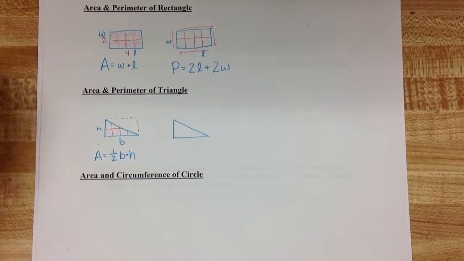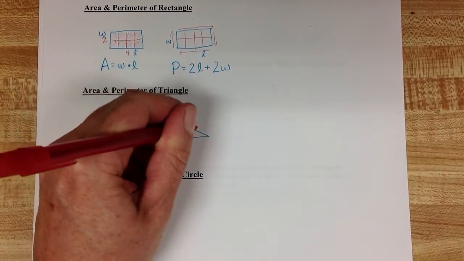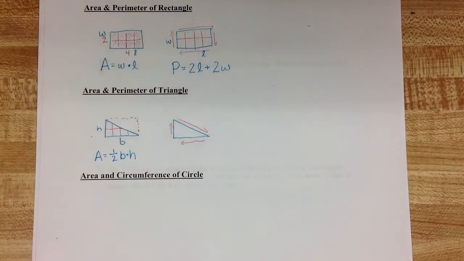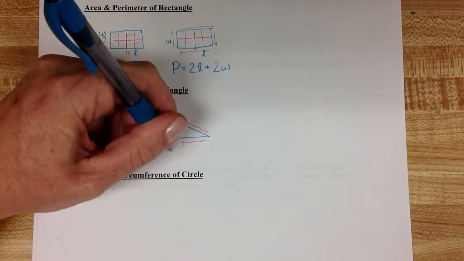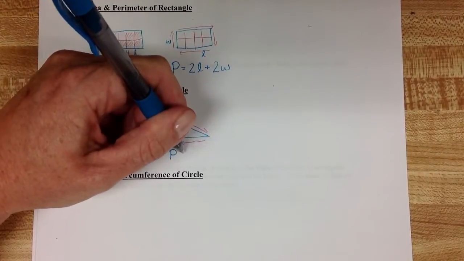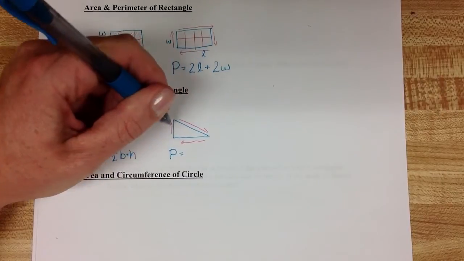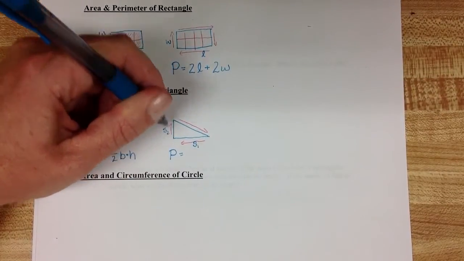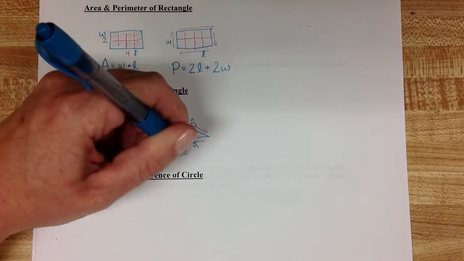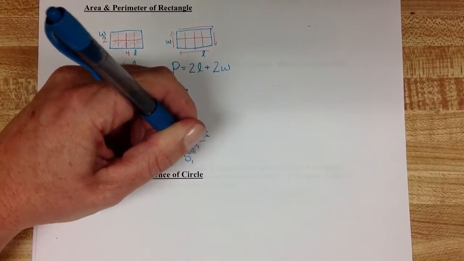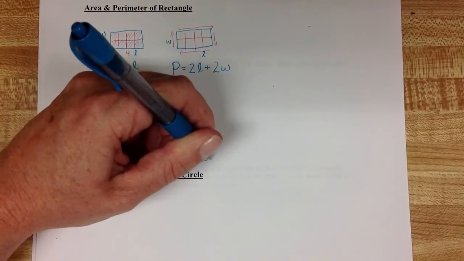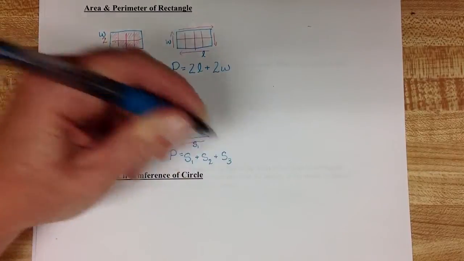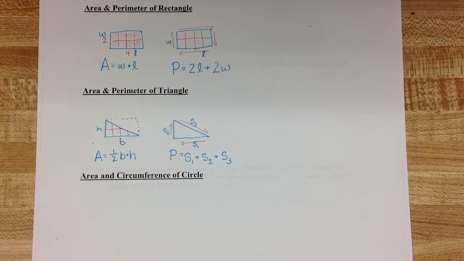To figure out the perimeter, we're adding the sides, just like we did with the rectangle, and we're just going to call them side 1, side 2, and side 3. And you take those 3 sides and add them together, and that gives you your perimeter.